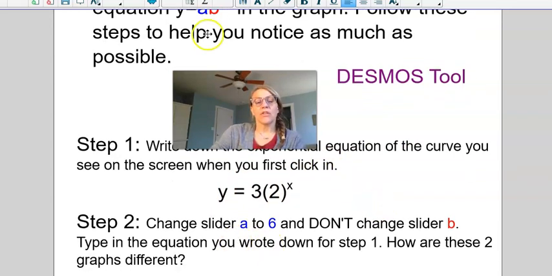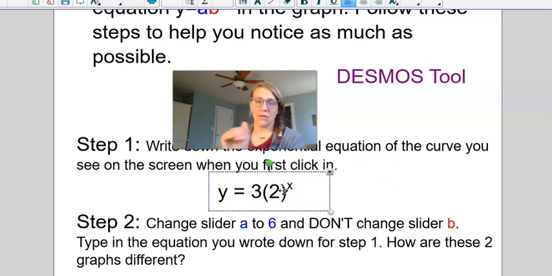So next step. You are going to take slider A and change it to 6. Do not change slider B at all. So B is going to stay at 2. Okay, if it wasn't 2 before, just change it to 2 now. All right, then you're going to take this equation, y equals 3 times 2 to the power of x, and type it in down below. Just click down below in a blank space and go ahead and type in that equation. Okay, and then I want you to graph and see, what are you noticing? What are some differences between these 2 graphs? And answer that question.